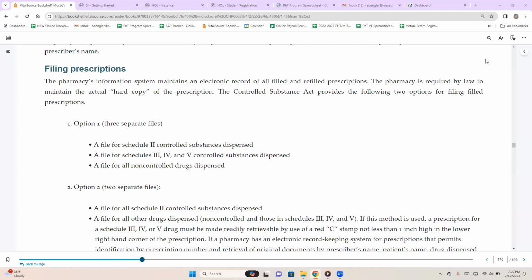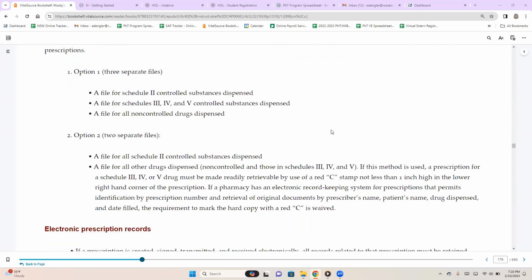The pharmacy's information system maintains an electronic record of all filled and refilled prescriptions. However, the pharmacy is required by law to maintain the actual hard copy of the prescription, and the Controlled Substances Act provides the following two options for filing filled prescriptions. And this is not the filing of the medication bags, this is the filing of the actual hard copy piece of paper prescription. So you can have three separate files: one for Schedule 2, one for Schedules 3, 4, and 5, and then one for all the other drugs. And that is how every pharmacy that I've worked at has had the filing done.